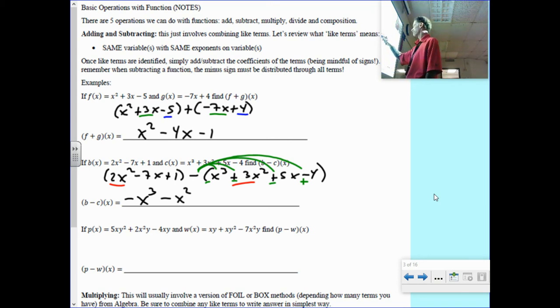Then we have the x term, so we have negative 7x, again, minus 5x. So negative 7 minus 5 more is negative 12x. And then we have the constants, so we have 1 plus 4, which will be 5. Okay, so again, just make sure you're keeping track of your signs. If you're subtracting the whole function, you've got to remember to distribute that minus sign all the way through.